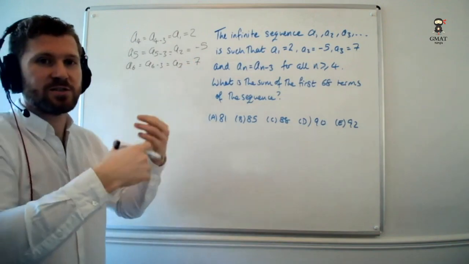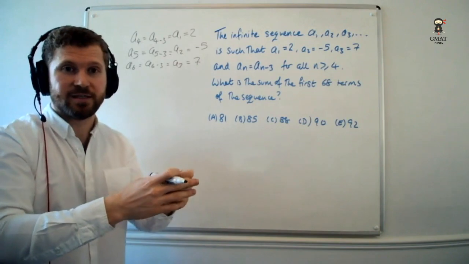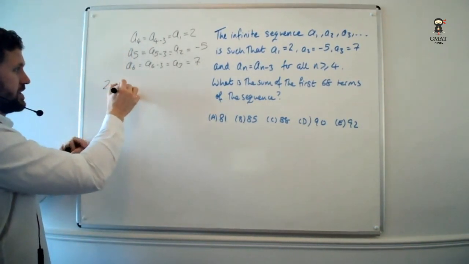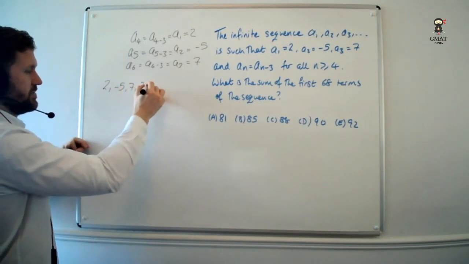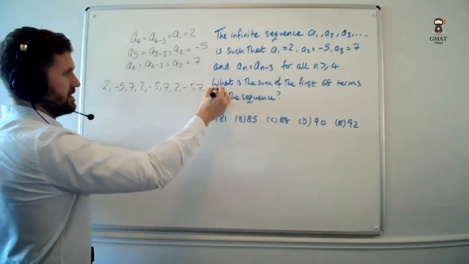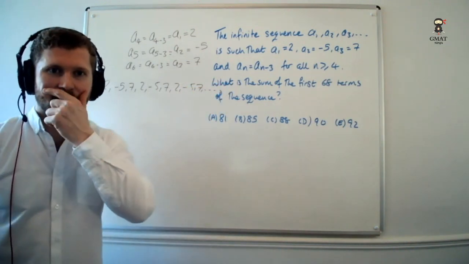So this sequence doesn't go up and up and up in the same way that a_n equals a_(n-1) plus 3 does. That just added 3 every time. This sequence actually goes 2, -5, 7, 2, -5, 7, 2, -5, 7. And it just repeats and repeats on and on and on forever.